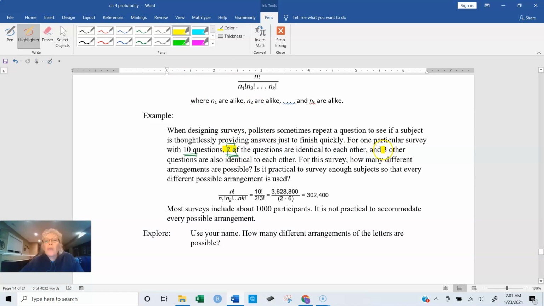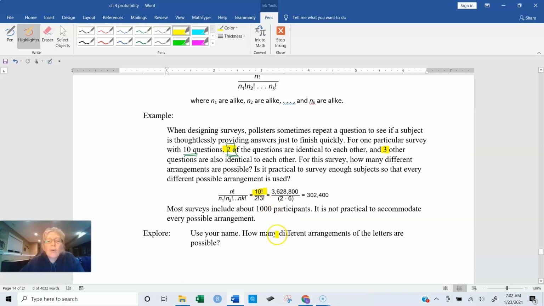I have another 3 that are also identical. So if I have 2 questions that are the same and 3 questions that are the same, that's like 5 of those questions that can be reordered differently. So what we do is we take the 10 factorial, this is where we're starting, and now I have to divide by these 2 questions that are identical, so that's 2 factorial, and these 3 questions, because that's 6 different ways I can answer those all the same, so they need to go away.